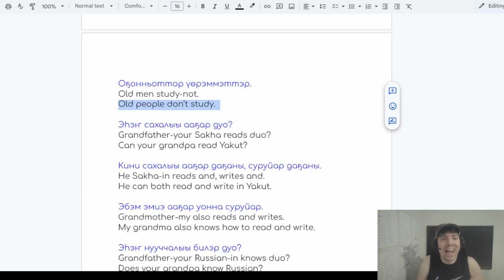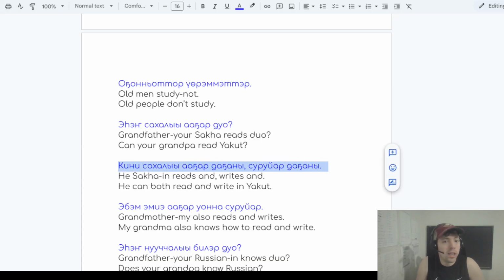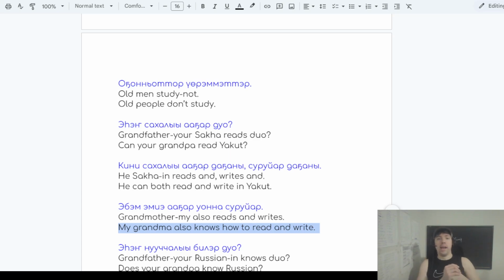Then: Ehen sahalı agardo. Can your grandpa read Sakha? Kini sahalı agardagani suduyardagani. He could both read and write in Yakut. Ebem emye agar wanna suduyar. My grandma also knows how to read and write. Ebem emye agar wanna suduyar.